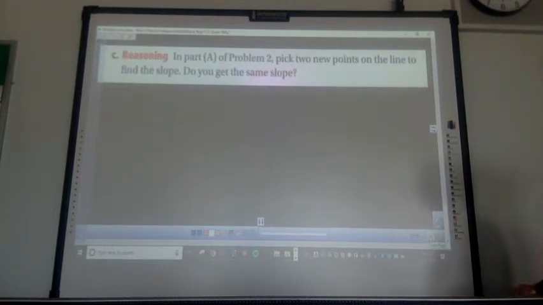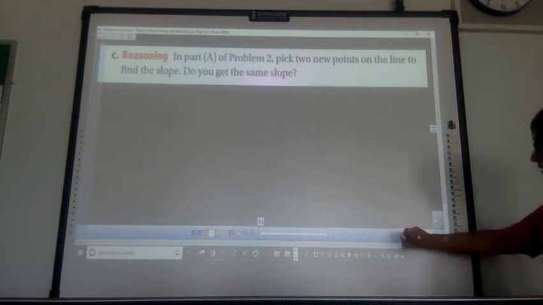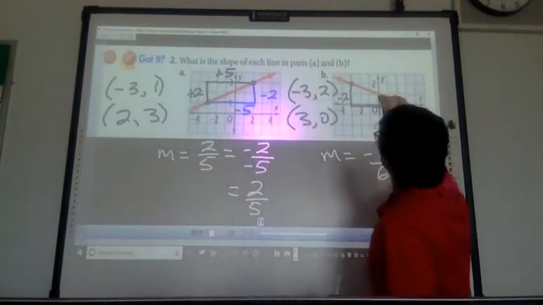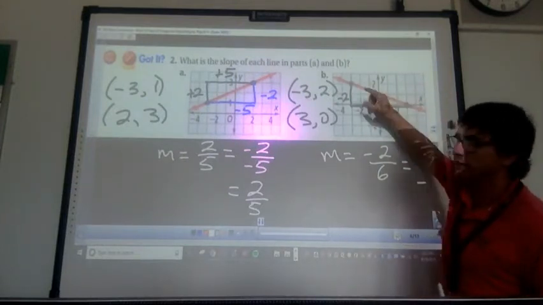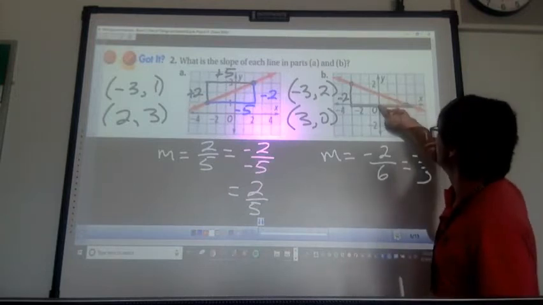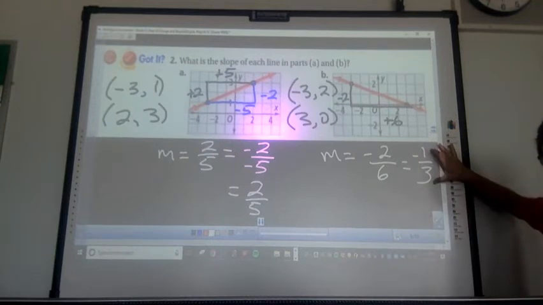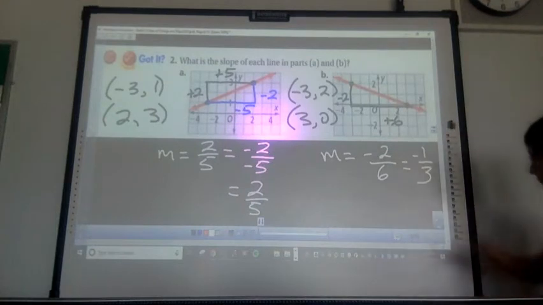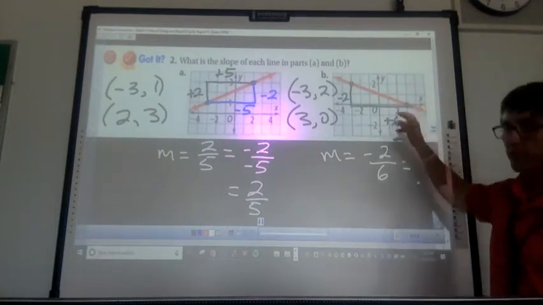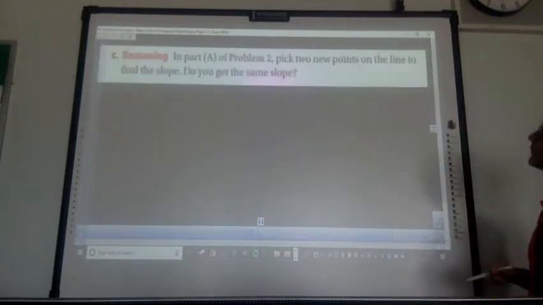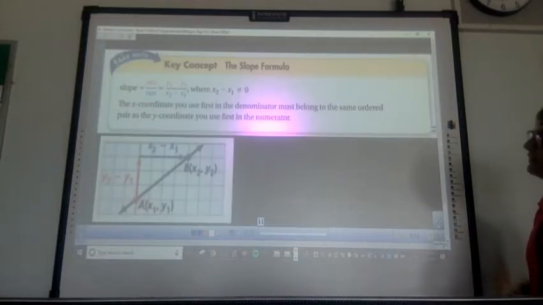So it says in part A of problem 2, pick 2 new points on the line to find the slope. Do you get the same slope? We kind of already talked about that. Yes, you're going to get the same slope. Because right here, I could have counted up 1, left 3, negative 1/3, right? Could have counted down 1, right 3, negative 1/3 again, right? So it doesn't matter as long as the line is straight. Does not matter which 2 points you count. You just have to look for where they exactly cross on the old grid pattern. Okay, so we talked about that.